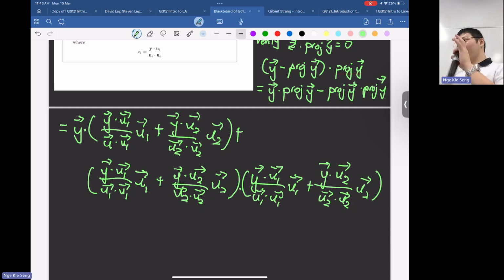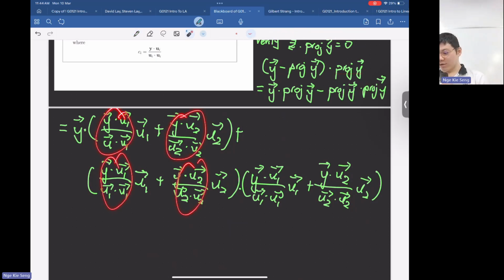Although there are a lot of dot products, how should you view a dot product? Nuri, what does a dot product give you if you dot two vectors together? No, a number. It is a vector, but a vector as a number. So these quotients in particular are just numbers, which are scalars. Just scalars.